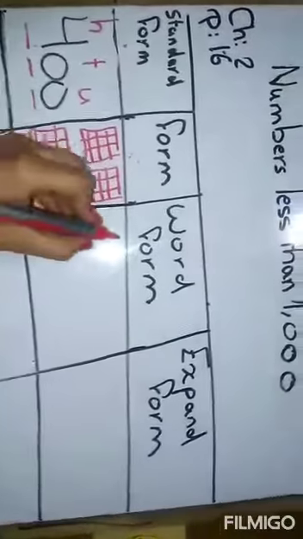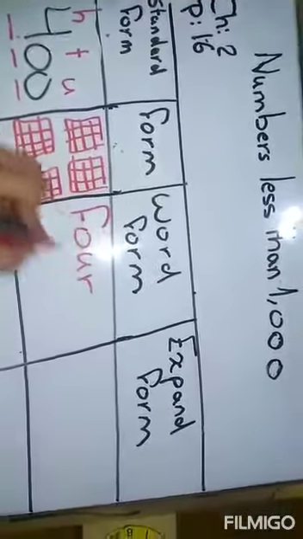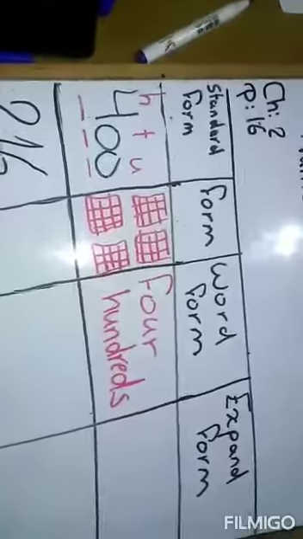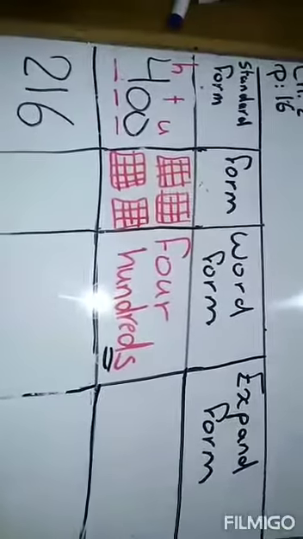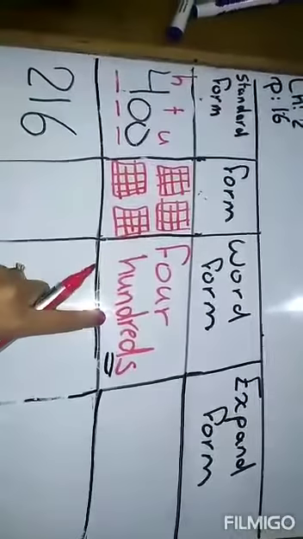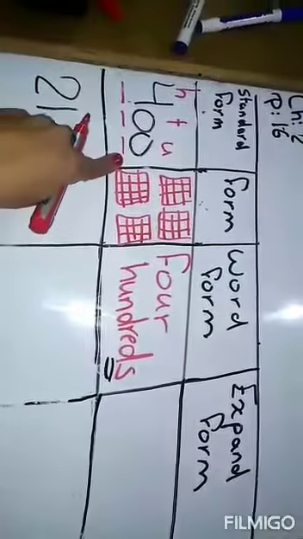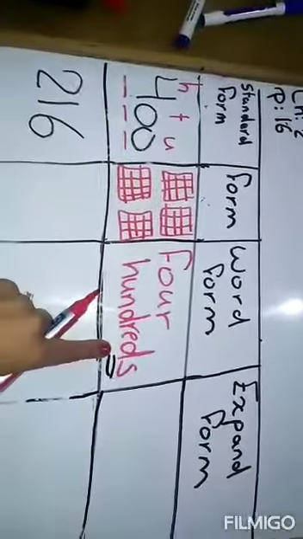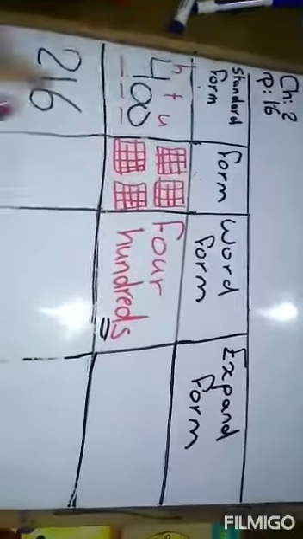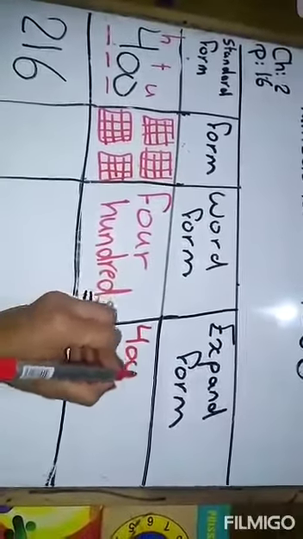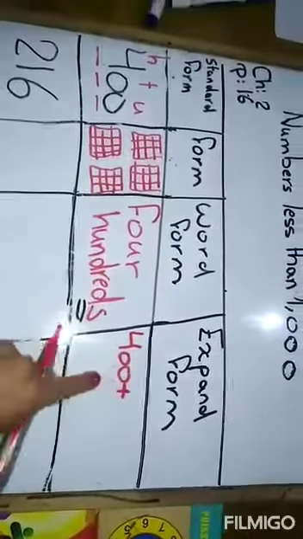Now the word form of 400: 4 hundreds. Pay attention, when the tens and the units are 0, I write hundreds with S. So we can write the word form of 400 as four hundreds or four hundred. Both are correct. We can use S only if the tens and the units are equal to 0. So four hundreds or four hundred. The expanded form of 400: hundreds hide 2 zeros, so 400 plus, we use addition, you see.